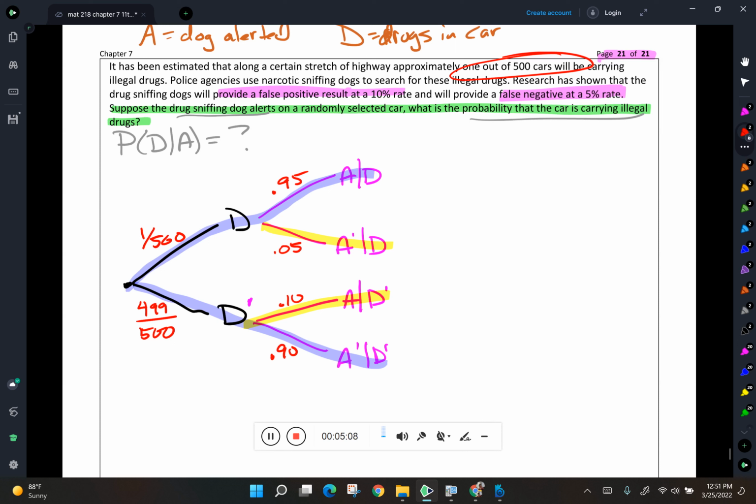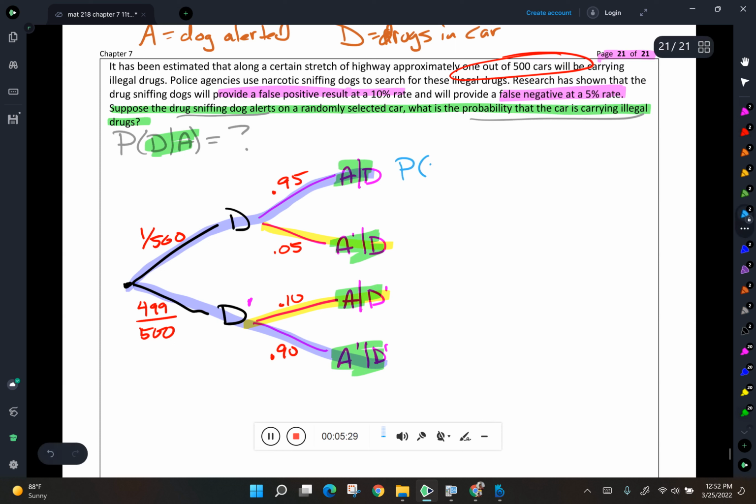Right? Now, if my job is to find the probability of D given A, that is the flip or the inverse of the conditional probabilities given to me in the problem. So that means this is a Bayes theorem problem, right? So I'm going to set it up over here as a Bayes theorem.